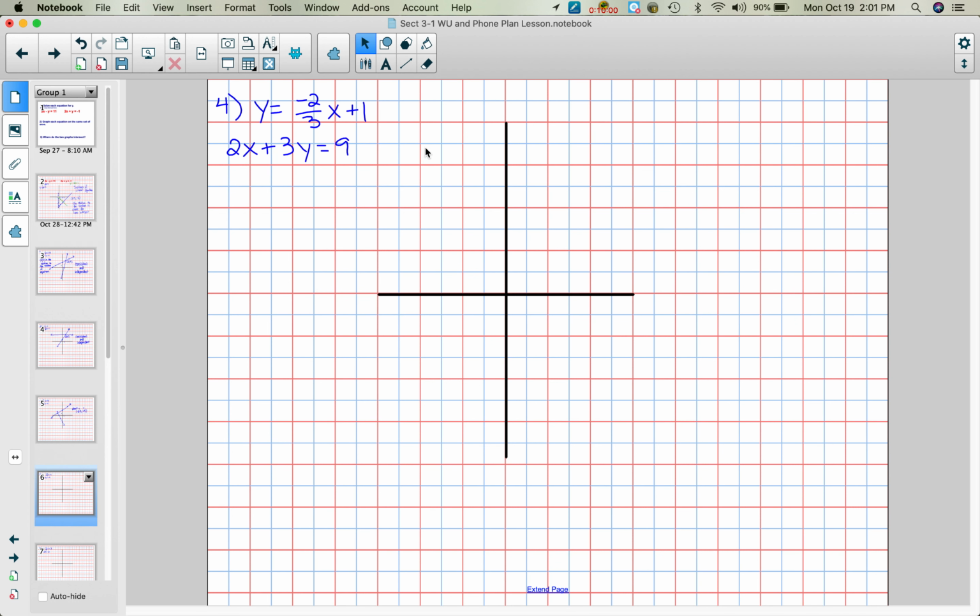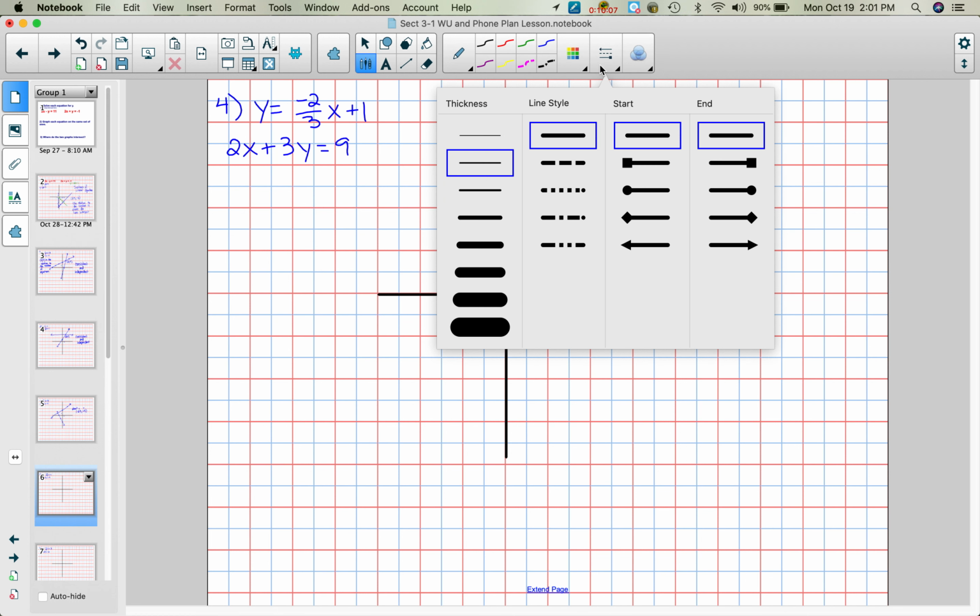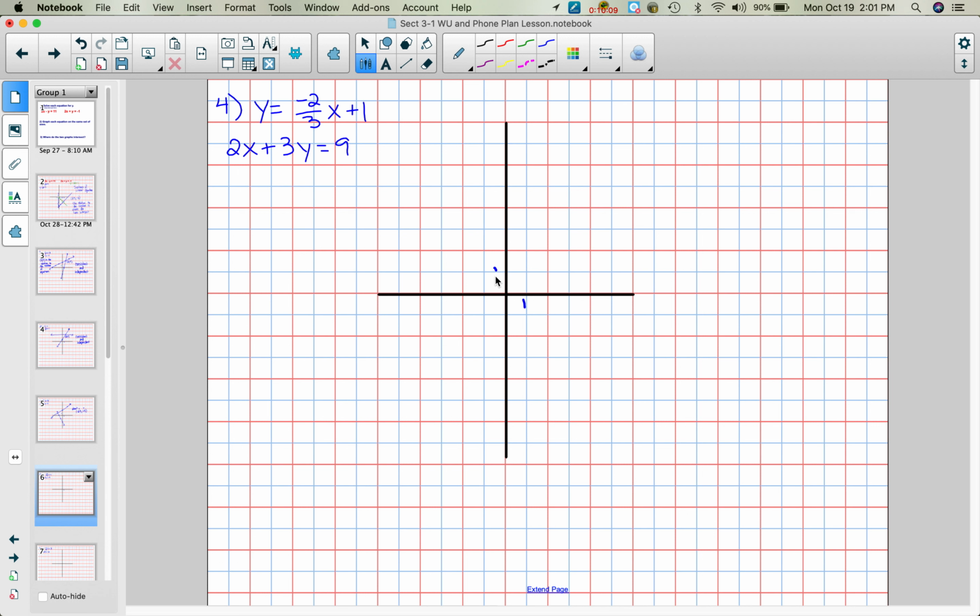All right, so let's try this one. We've got a positive 1. Oh, lost my pen tool here. And negative 2/3 is the slope. So we'll graph that.